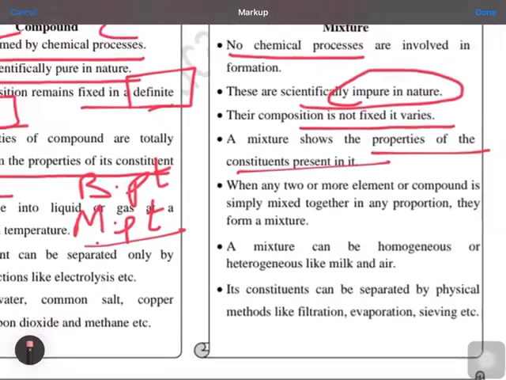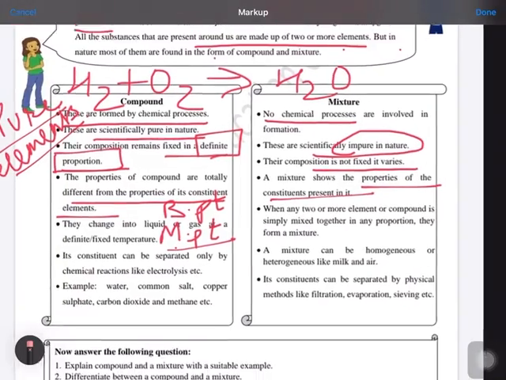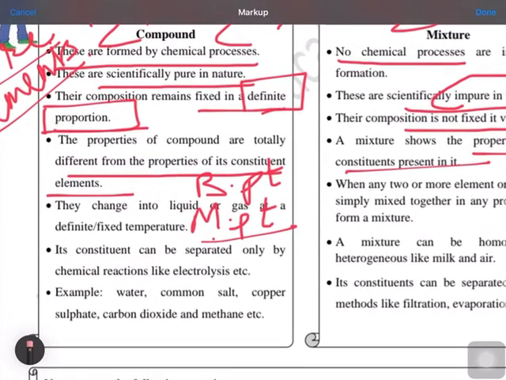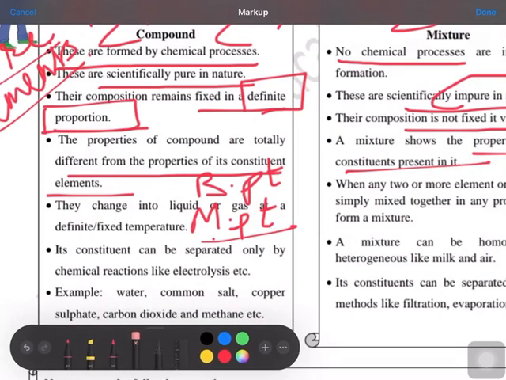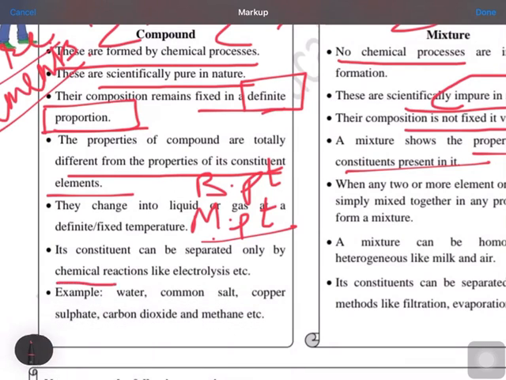It is not fixed. If you want to separate the constituents from which the compound has been made, then we have to do some chemical processes, chemical reactions, through which we have to separate. If you want to separate the hydrogen and oxygen which have been formed in the form of water, then the process of electrolysis will be there.